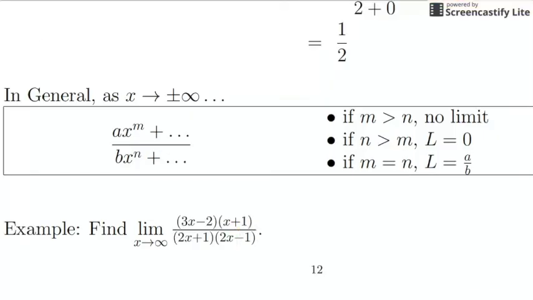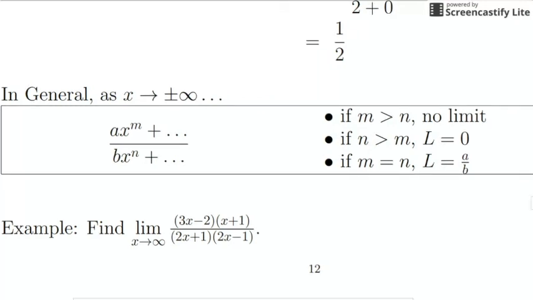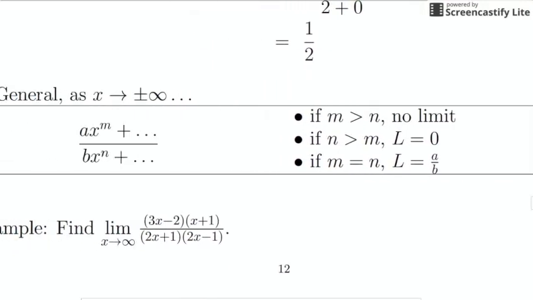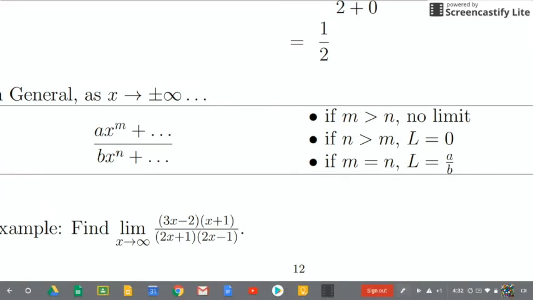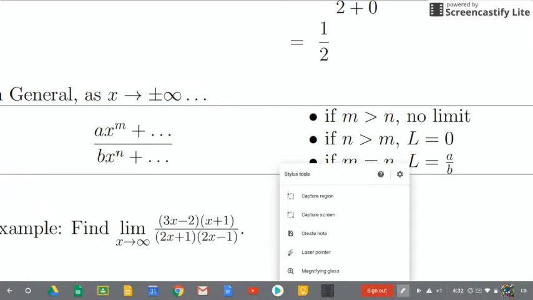Now, if n is greater than m, then what happens is that we're going to get a limit of 0. That's what happens if the numerator is, let's say, x squared and the denominator is x cubed. Okay, let's take another little look and see if we can make sense of that.